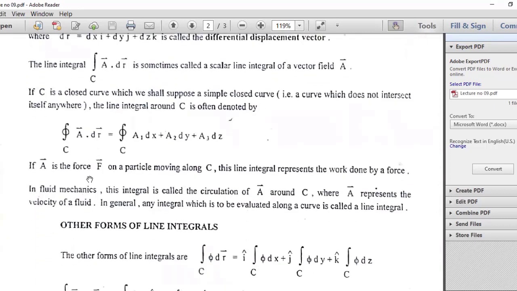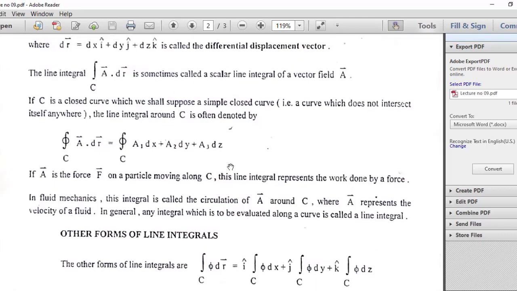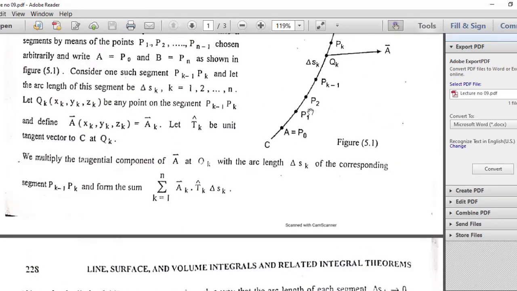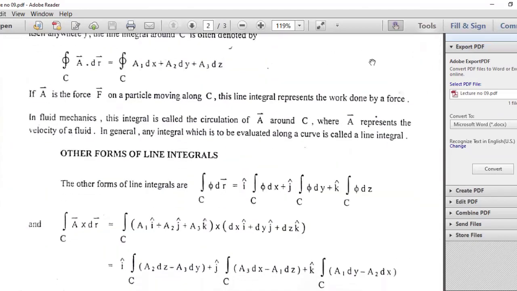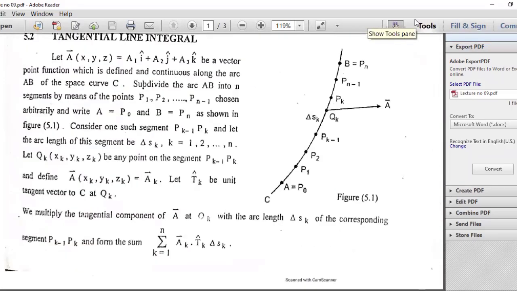If A is the force F on a particle moving along C, this line integral represents the work done by a force. Students, if this vector represents a force on a particle moving along C. Okay, a particle is moving.